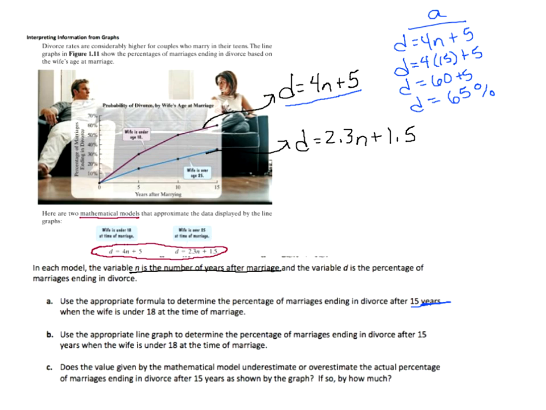Pardon me. B says use the appropriate line graph. So we're not going to use the mathematical model and calculate it. We're going to look at the graph and see what it says. So it says use the appropriate line graph to determine the same thing.